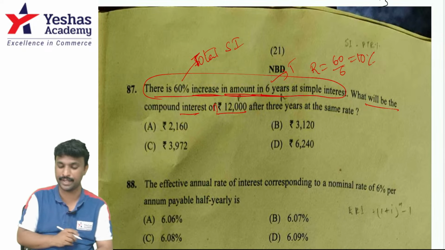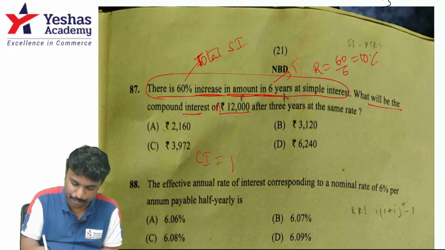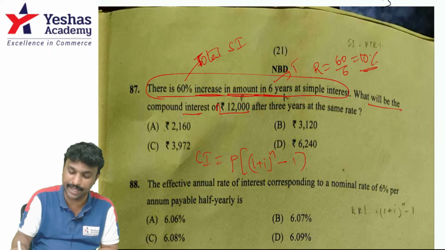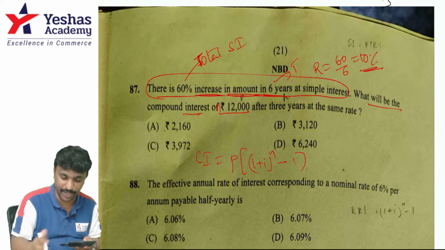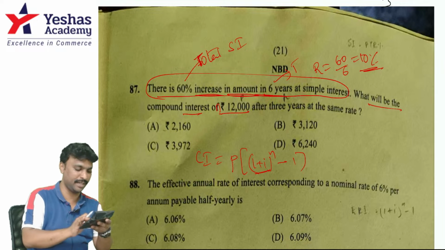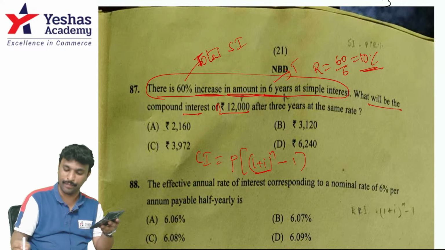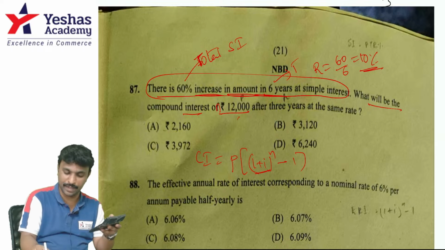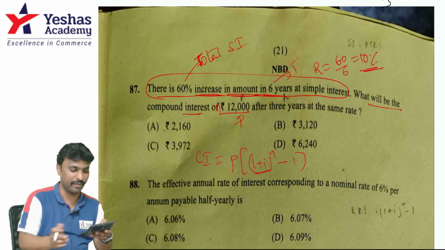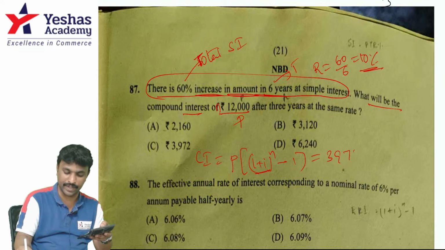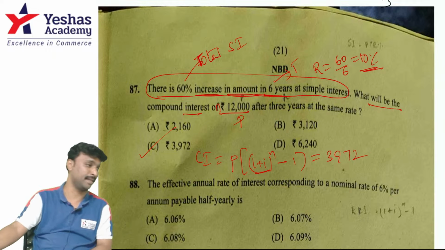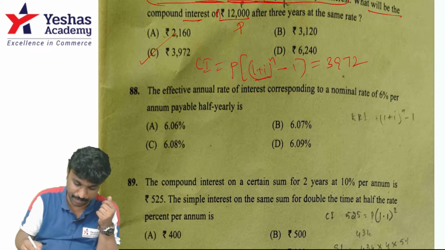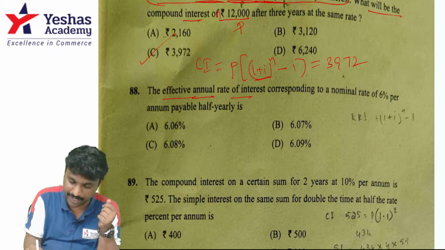Compound interest, actually. So CI is equal to P into (1 plus i) whole power n minus 1. So i should be taken as whatever rate of interest we have obtained. Take your calculator, 1 plus 10%, press into, for 3 years they have said, so equal to twice, minus 1, into the principal, which is how much? 12,000. That fetches me how much? 3972. Option C is the right answer. Is this clear, everybody?